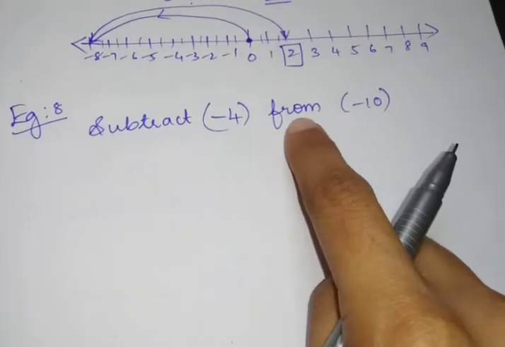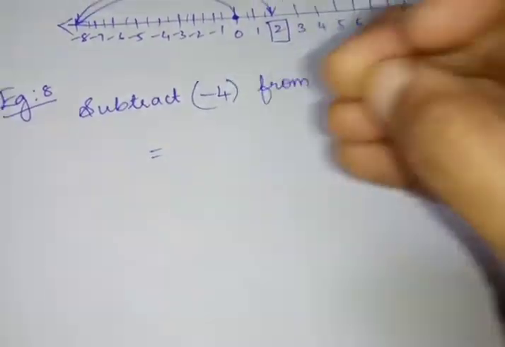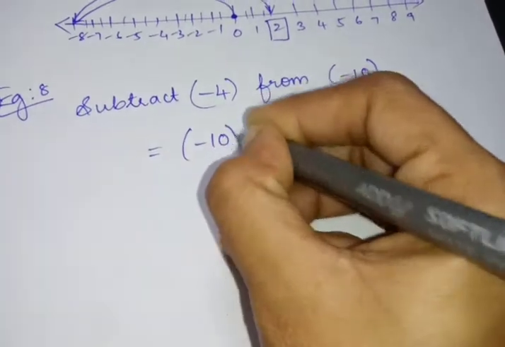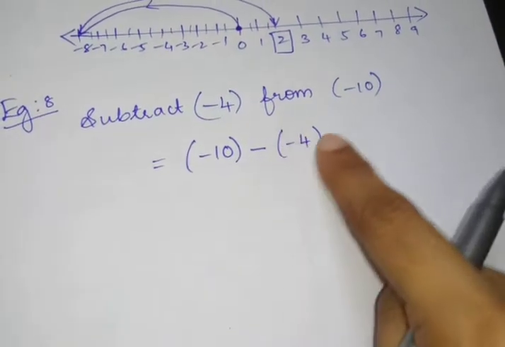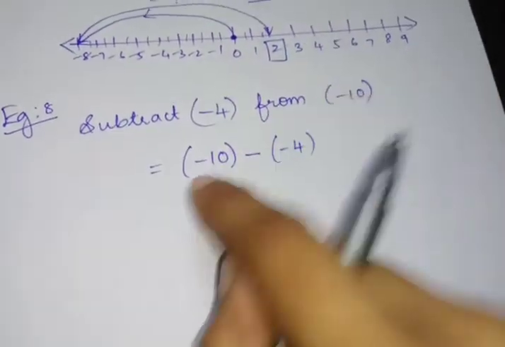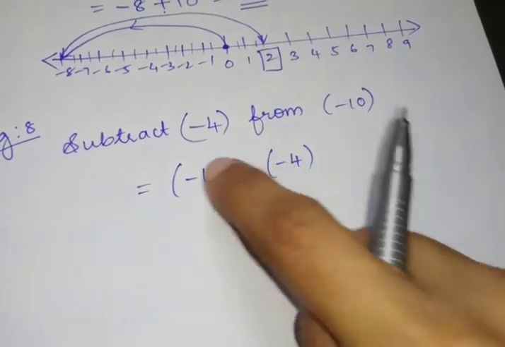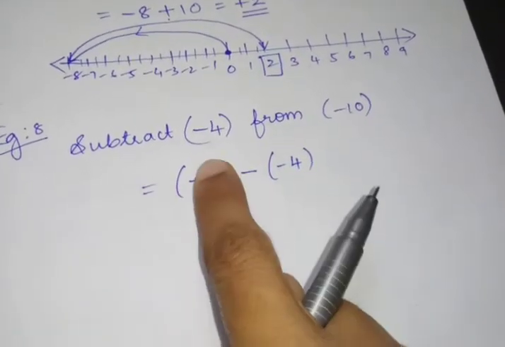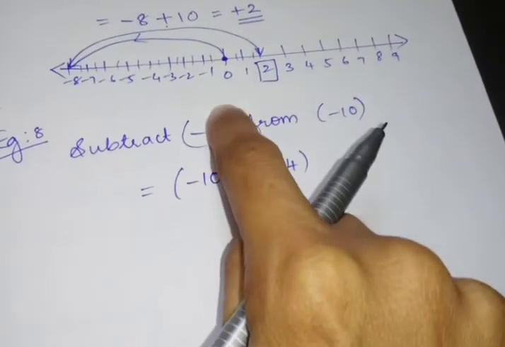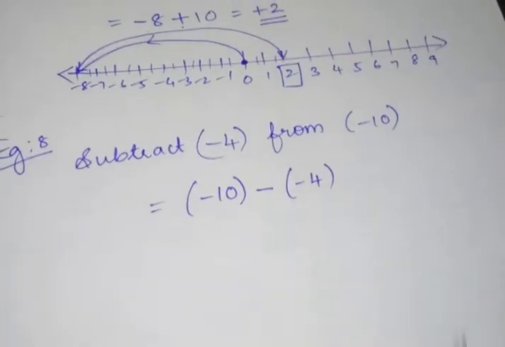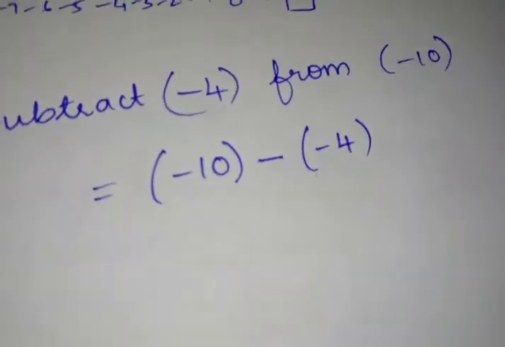Example number 8. What is the question? Subtract minus 4 from minus 10. So minus 10 should be written first. Minus 4 is an integer. Subtract is this symbol. Don't get confused. Minus 10 minus 4.